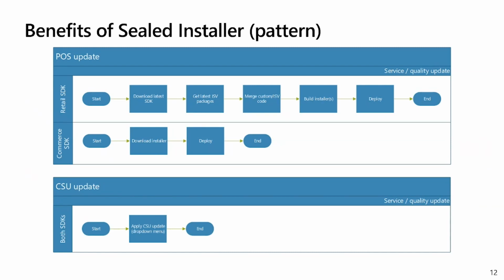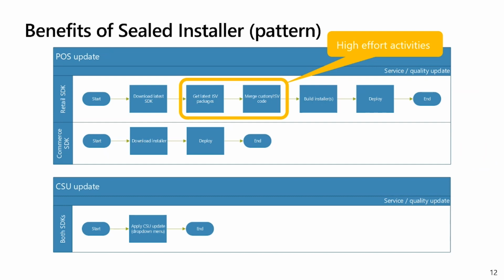One really good example of how this process changed is visualized in this flowchart. You can see that the Retail SDK has a lot of different steps that have been eliminated with the Commerce SDK installer pattern. And not only that, I've highlighted some highly labor-intensive activities in this update process, so that every time you have a quality update or a service update, you would have to do this with the Retail SDK. You no longer have to do this with the Commerce SDK.